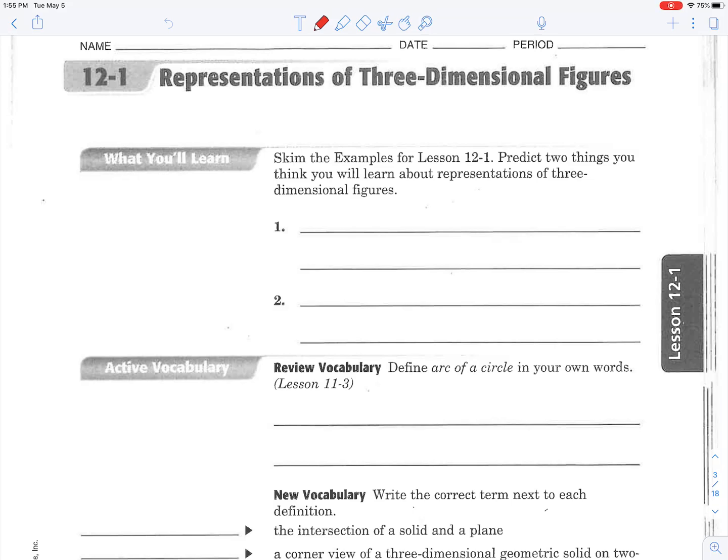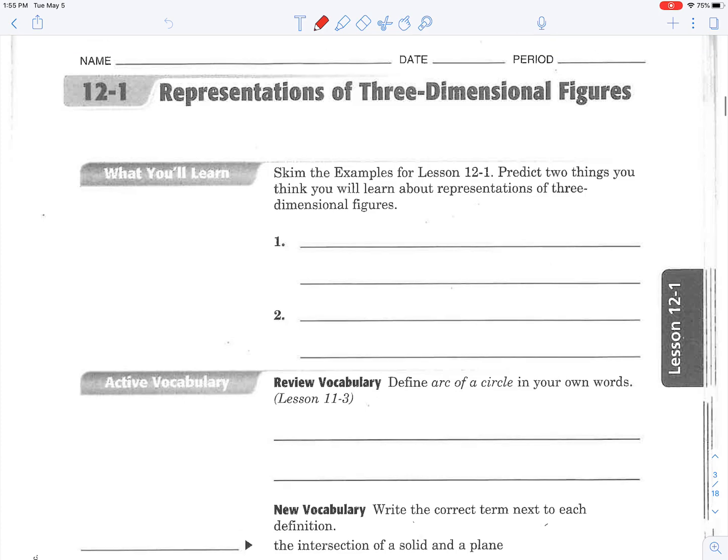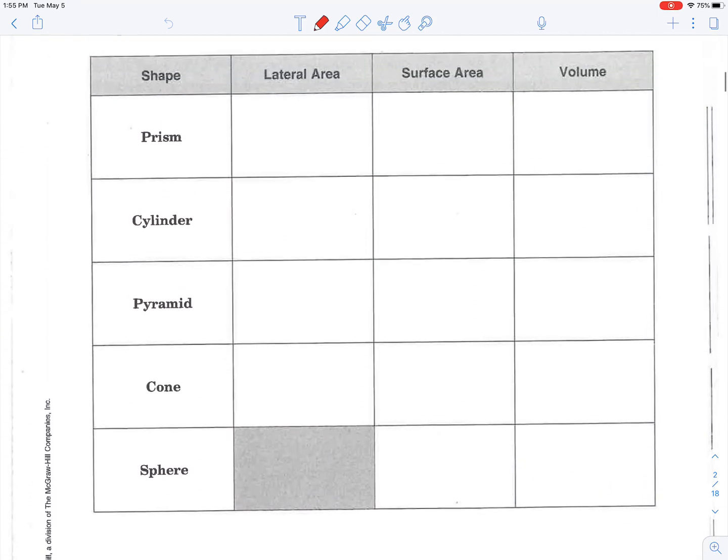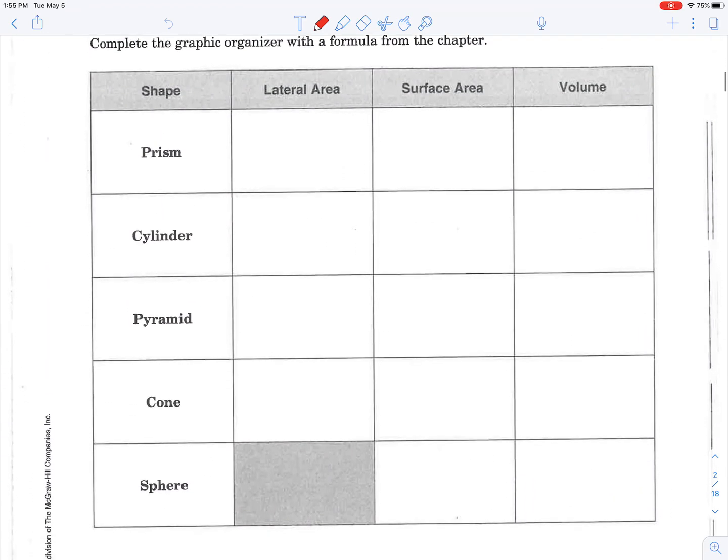Welcome to 12.1 Representations of Three-Dimensional Figures. So this is your last note packet for the year. Chapter 12 will be our last test. This front page will be given to you on the test with all of your formulas, as well as the formulas from Chapter 11. You'll be given both of those.